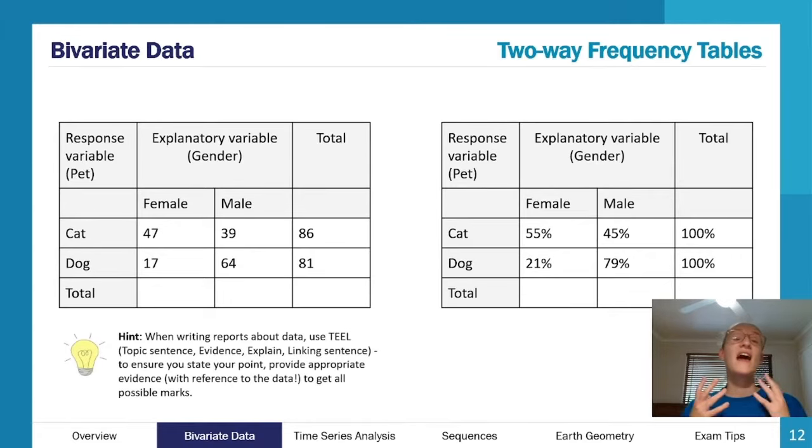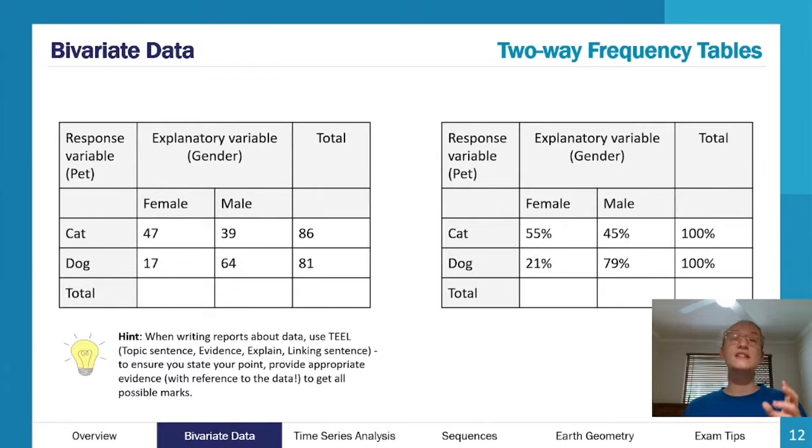Another hint that I have for you guys is when you're writing reports about data, I find the TEAL paragraph structure really helpful. I know it might sound like a bit of an English thing, but it can just be a mental cue to help you remember to include all of the information. So T, topic sentence, what's your point? Are we saying that females are more likely to prefer cats or dogs? Are we saying males are more likely? What are we actually saying? So making your point and your stance.